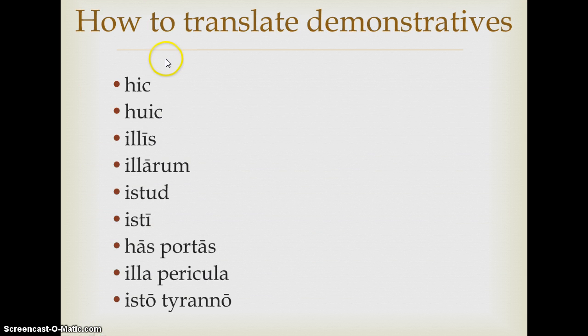Okay, so I want you guys to push pause, take a minute, and write these out in your notes and translate these pronouns and then as they're used as adjectives, okay? So hic, huic, illis, illarum, istud, isti, has portas, illa pericula, isto tyranno. Okay.